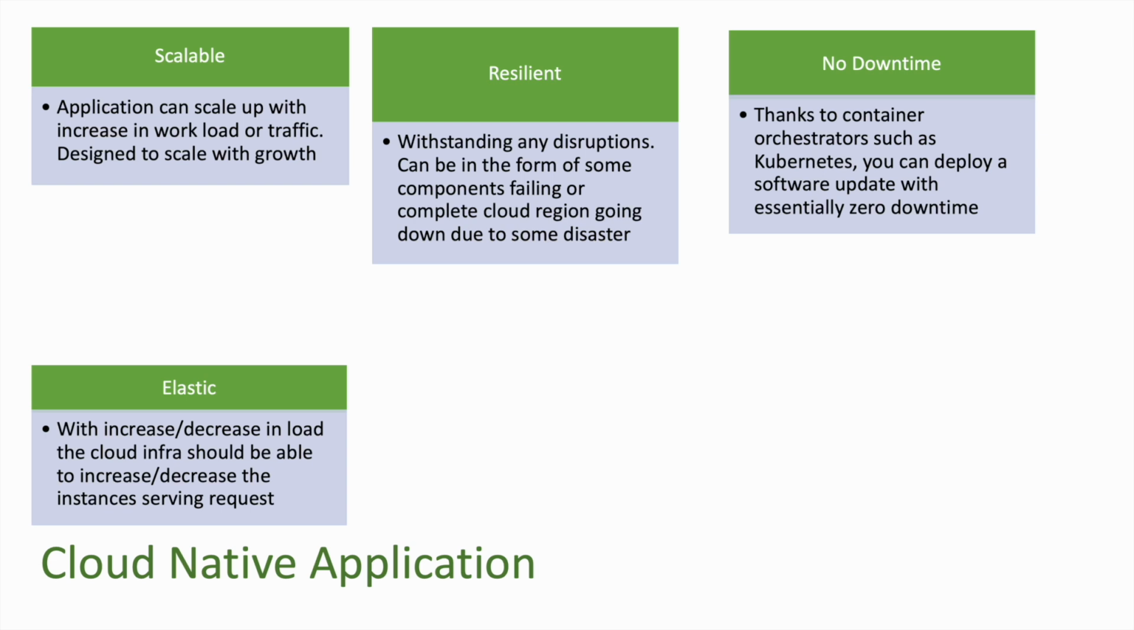It has to be elastic. Again, as I said, scalable. With the increase in the load, the cloud infra should be able to increase or decrease the instances serving the request. So scalability is the requirement. Now to scale, you need extra hardware or extra infrastructure. So wherever you deploy, it should be able to increase the infra or the hardware as per the needs. That is what is called elasticity.